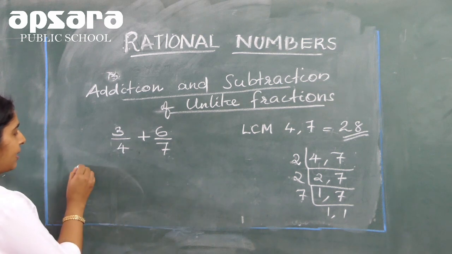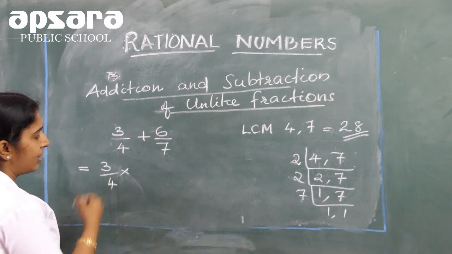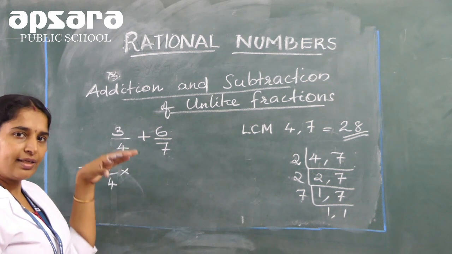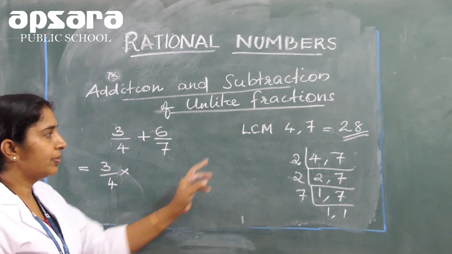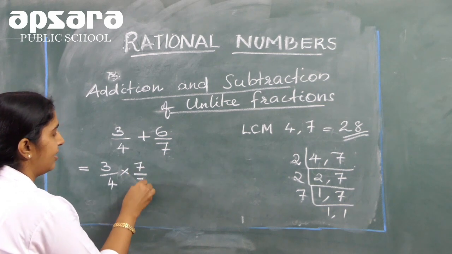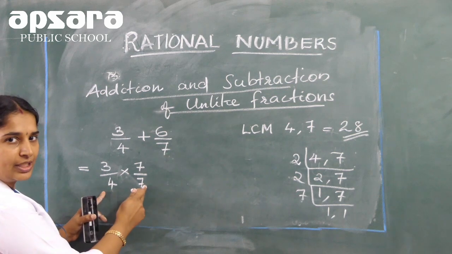So 3 by 4 should be multiplied with a number where the numerator and denominator are the same and the denominator's product should be 28. So what is that number? Yes, it is 7. So 3 by 4 into 7 by 7. 4 7s are 28, right?